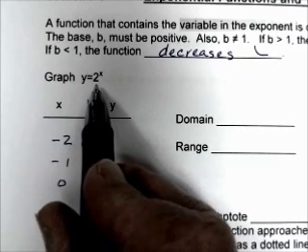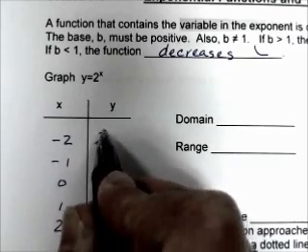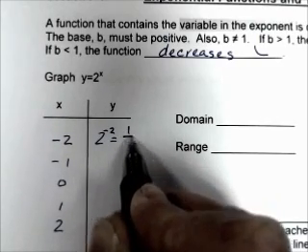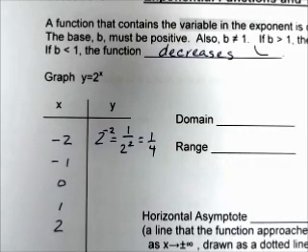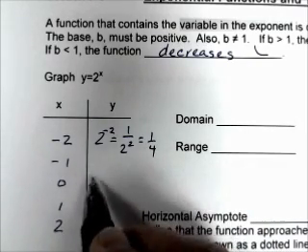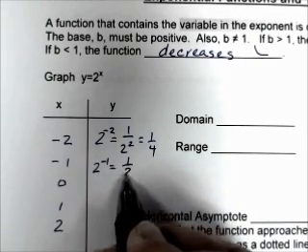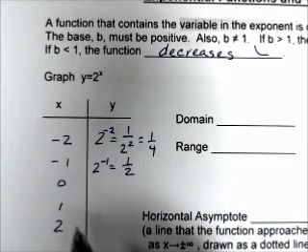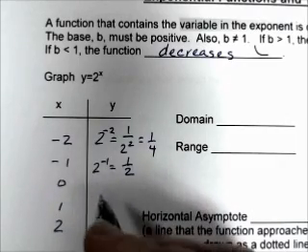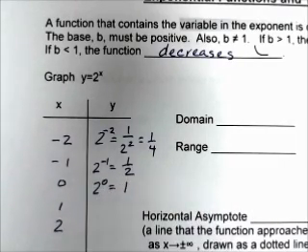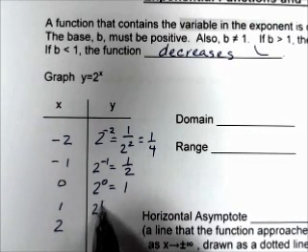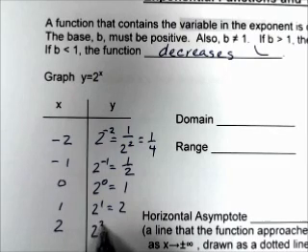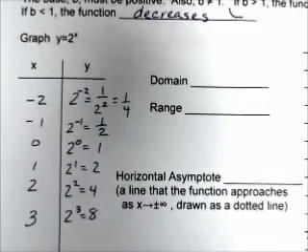If we plug in negative 2 for x, we have 2 to the negative 2, which is equivalent to 1 over 2 squared, which is 1 fourth. Negative 1 for x, 2 to the negative 1 is equivalent to 1 over 2 to the positive 1, or 1 half. Substitute 0 for x, 2 to the 0, anything to the 0 is 1. 2 to the first is 2, 2 to the second is 4, and if I want to go to 3, 2 to the third is 8. All right, so let's just plot these points.